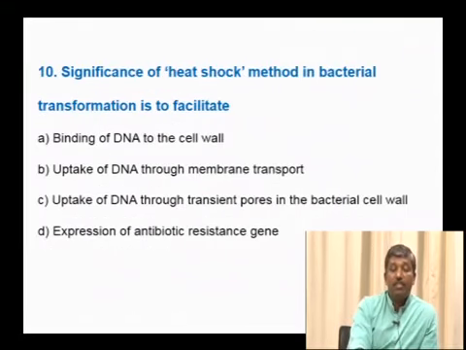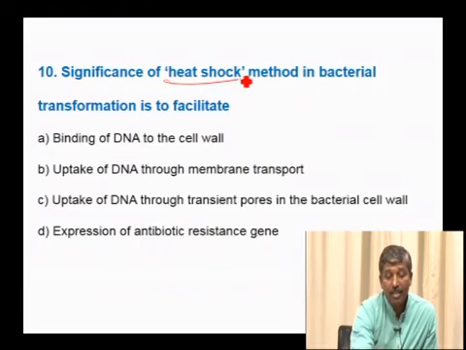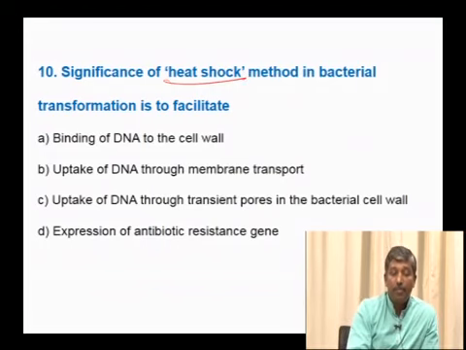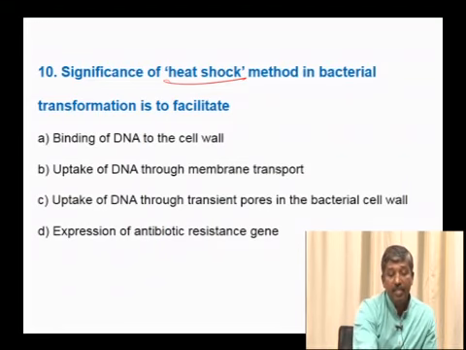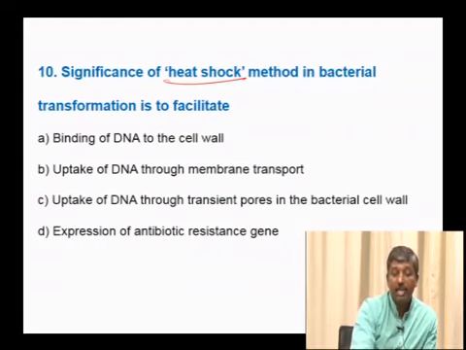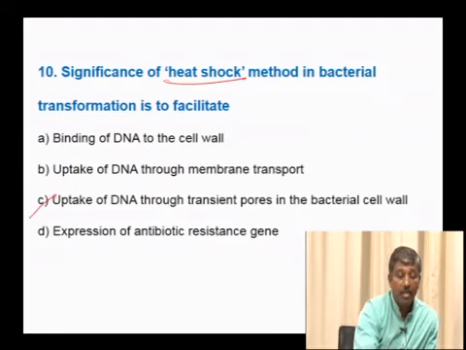So the significance of the heat shock method in bacterial transformation is to facilitate. The heat shock method is used to prepare the bacterial cell into competent. Binding of DNA to the cell wall, uptake of DNA through membrane transport, uptake of DNA through transient pores in the bacterial cell wall, expression of antibiotic resistant gene. So generally we follow the heat shock method to create transient pores in the bacterial cell wall, where it can easily take up the alien DNA.